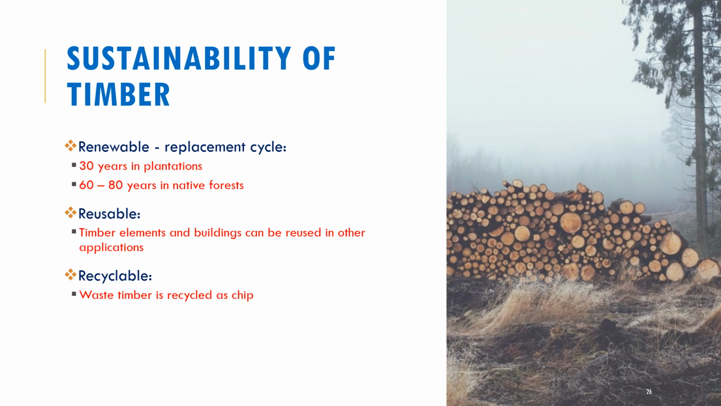In the previous slide, I talked about the renewability of timber and how the length of the growth cycle of a plant affects the sustainability of your timber material. So typically we're looking at a 30-year growth cycle, so 30 years in plantations. That's the sort of trees that we would adopt to get our timber from. Usually you can get 60 to 80 years as well, but the longer the growth cycle, the less sustainable your material becomes, because it takes longer to replace the trees.